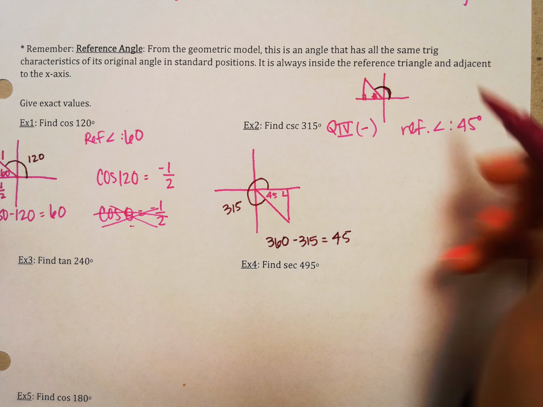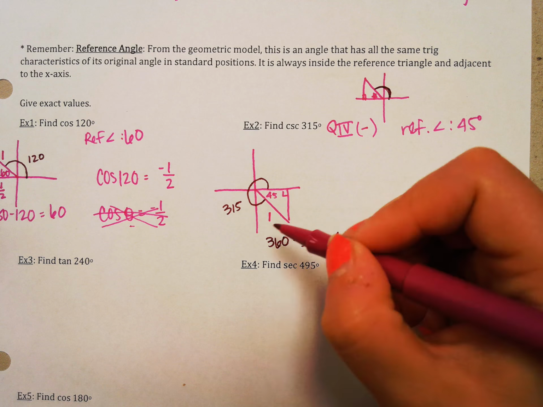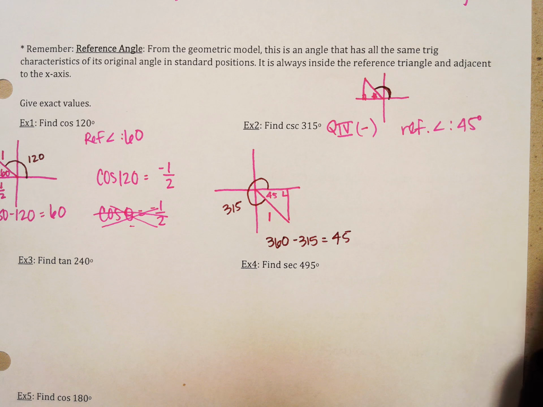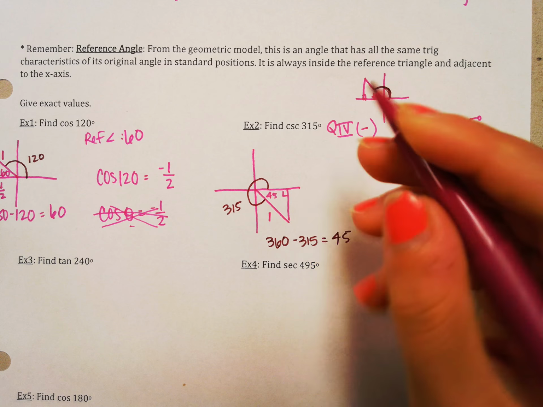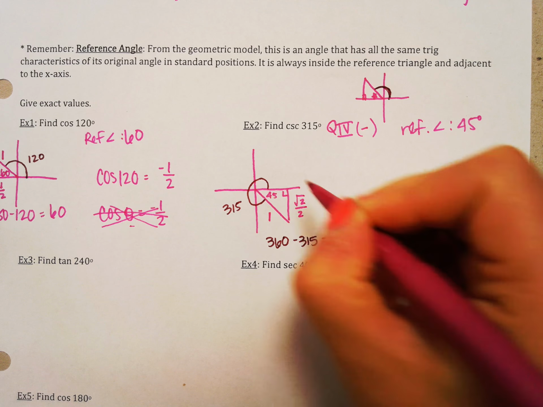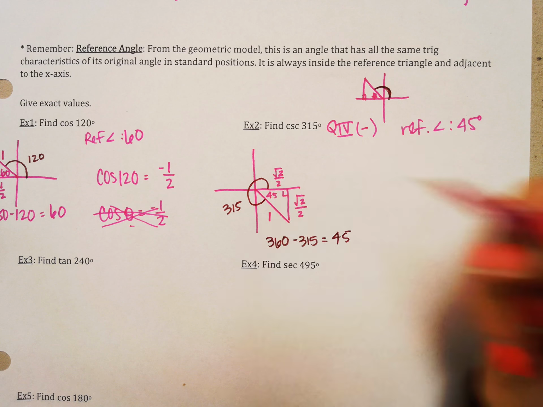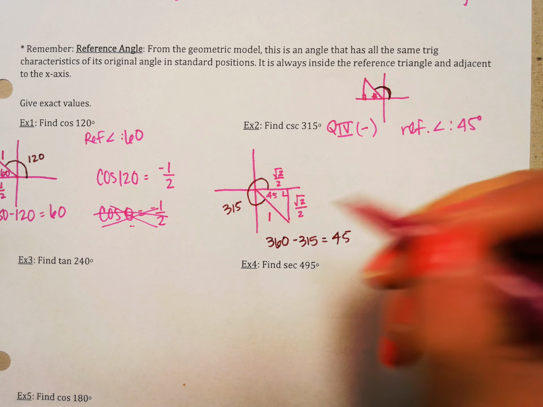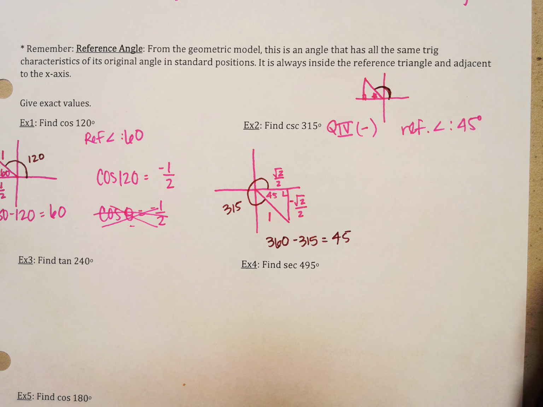45-degree reference angle, my hypotenuse is 1. Again, I could solve for it, but this is kind of what we did yesterday. To solve for those specific angles, what we found is that they're always √2/2. And again, don't forget, we are in quadrant 4, which means that this value here is going to be negative.